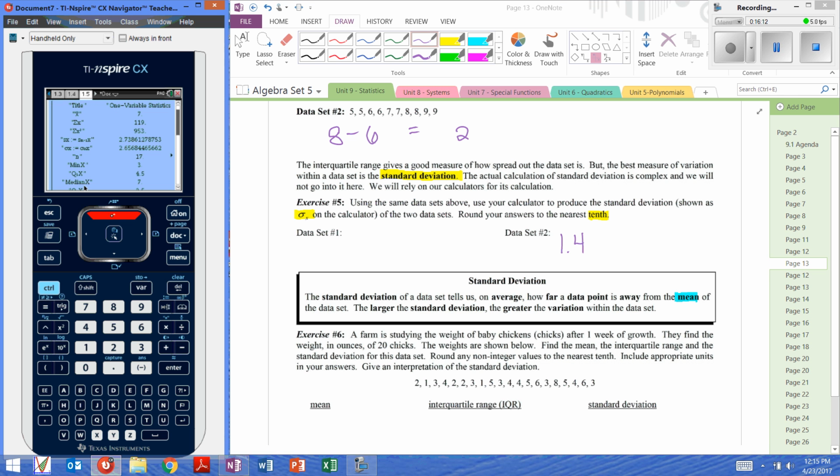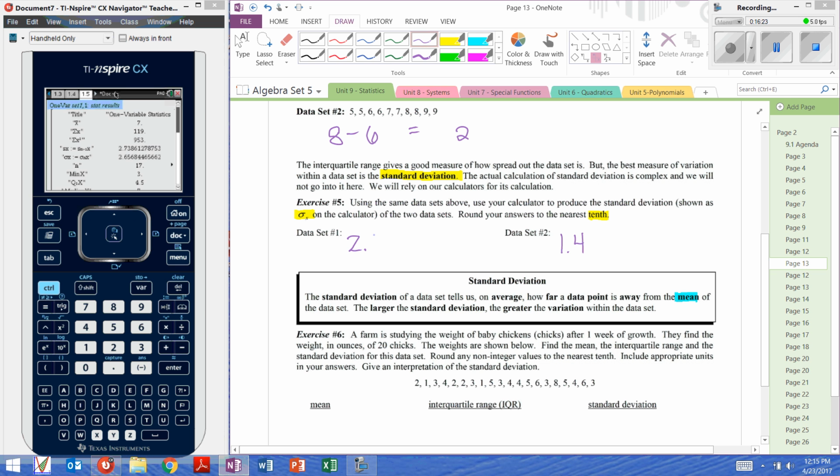All I need to do is scroll all the way up to data set 1. If you're not sure, just keep arrowing up. We can see sigma x is about 2.7. So again, using standard deviation, we can see that the standard deviation is bigger for data set 1, just like the IQR, because the standard deviation tells us on average how far a data point is away from the mean of the data set. So the bigger the standard deviation, the greater the variation within a set of data.